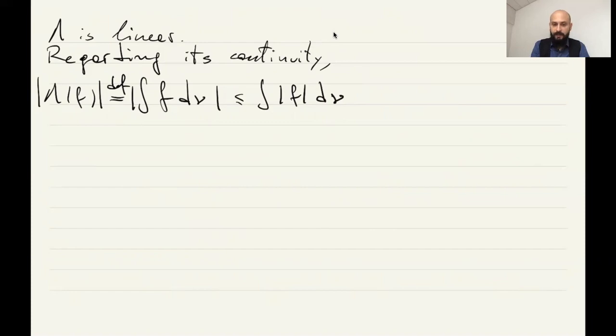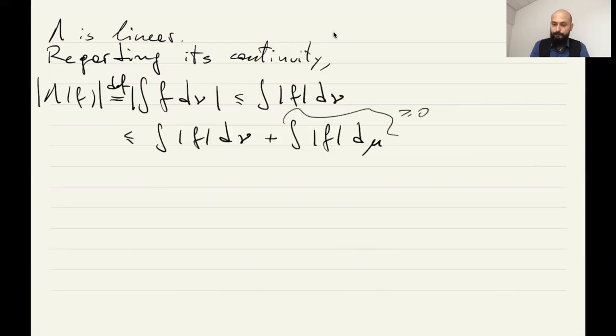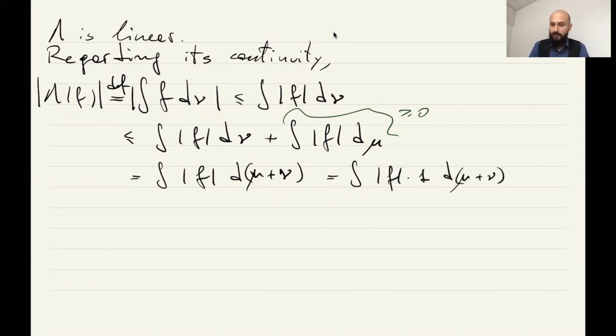Of course this integral is less or equal than if I add another positive number, since these are all positive numbers. Now I can write this as the integral of the absolute value of f d(mu plus nu). Now I apply Cauchy-Schwarz because I can see this as the integral of f times 1 d(mu plus nu), the scalar product between these two functions. So by Cauchy-Schwarz, this is less than the L2 norm of f times the L2 norm of 1.